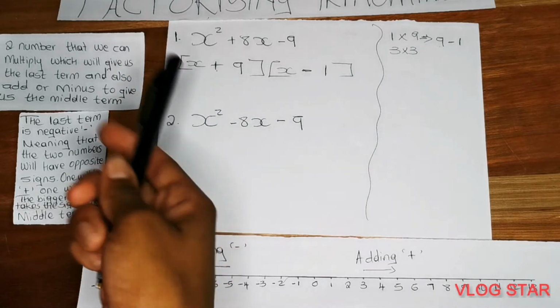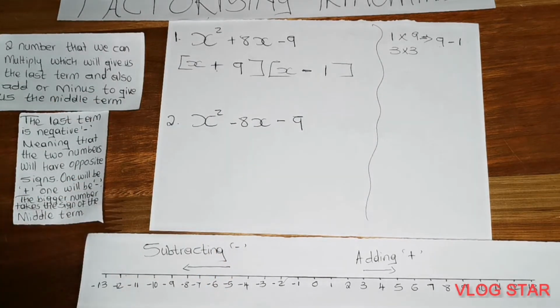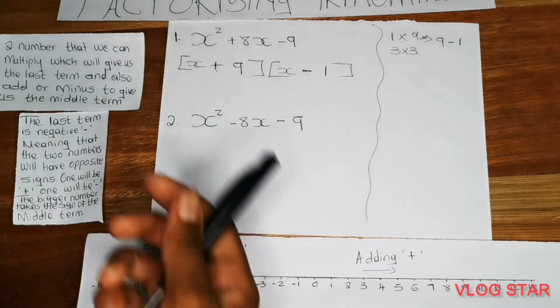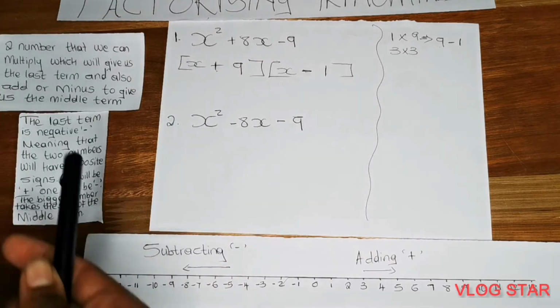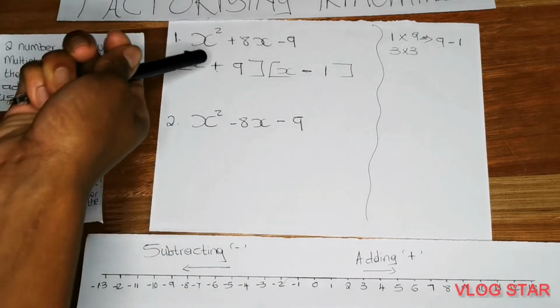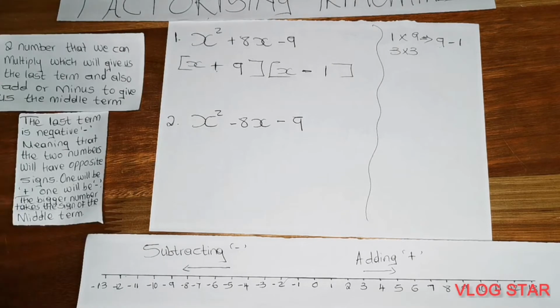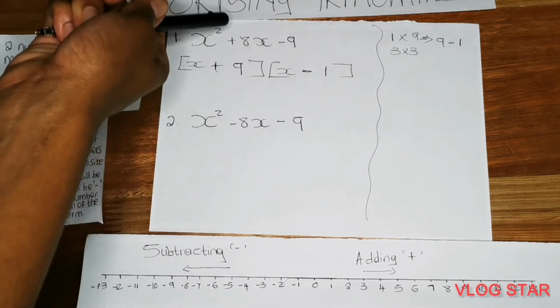So you can see that we have applied the principle of type 3, which says that the bigger number must take the sign of the middle term. So the bigger number, which is 9, took the sign of the middle term, which is positive.